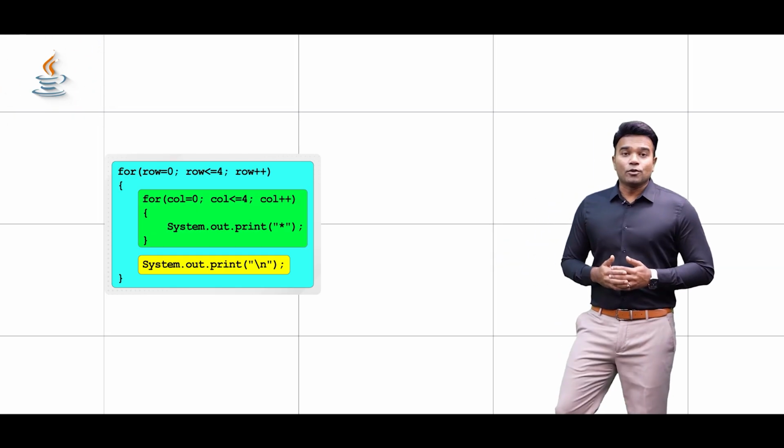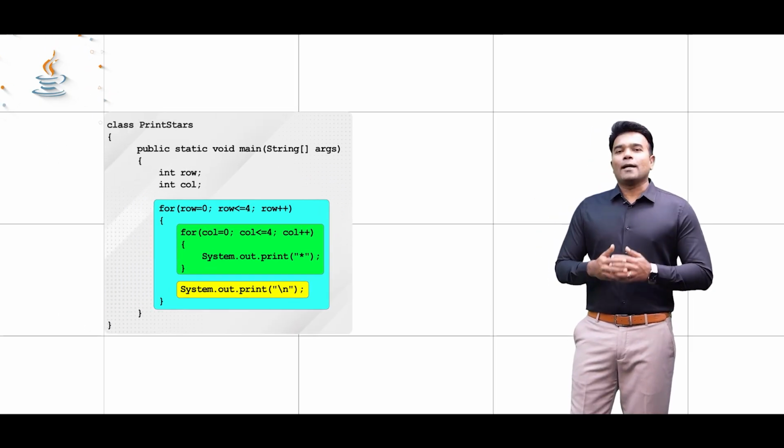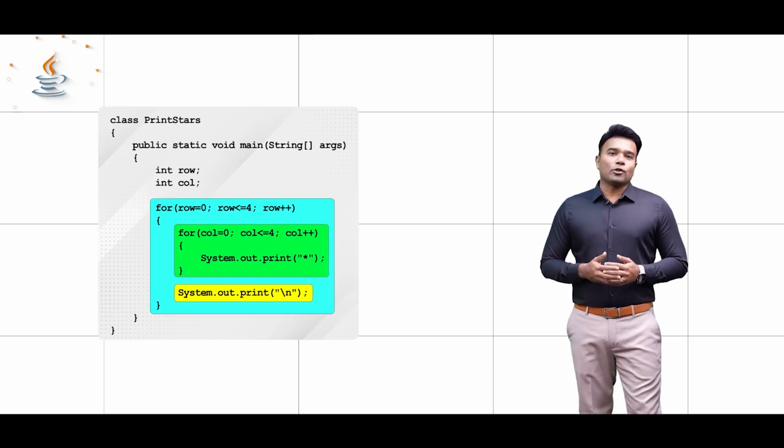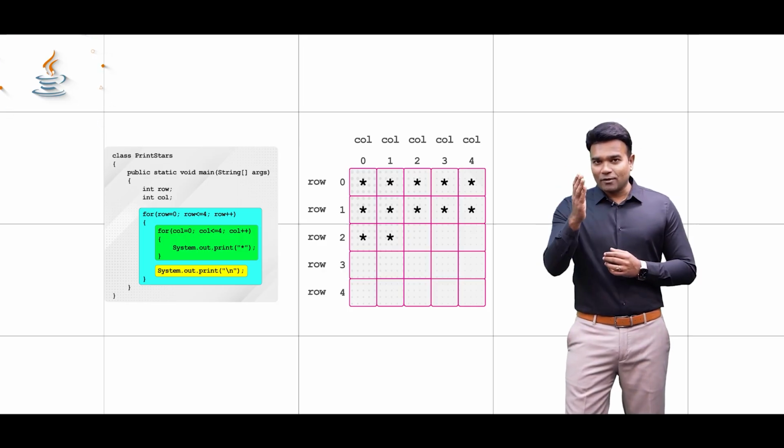Obviously, I shall have to be declaring row and column as well, then bringing in these extra attachments. Well, this happens to be the complete Java program, and upon execution, I shall be getting the same output.